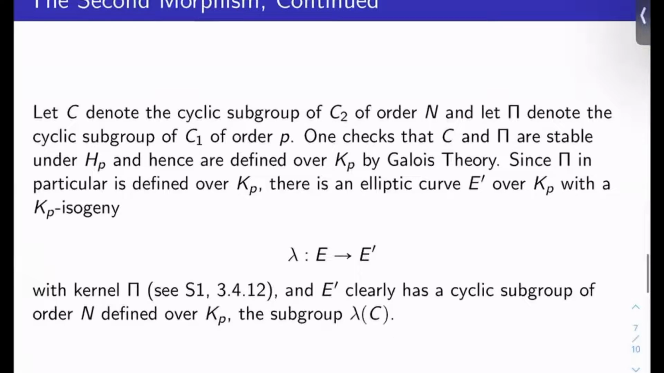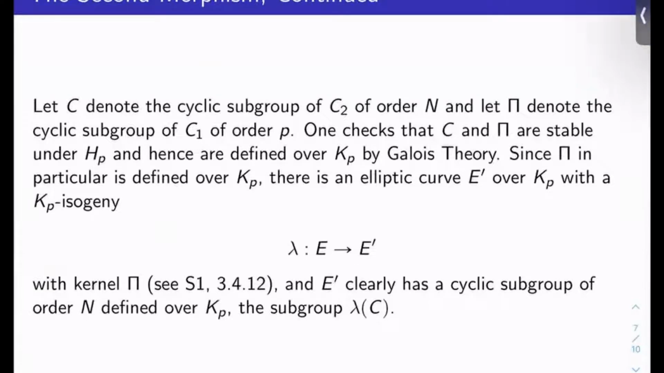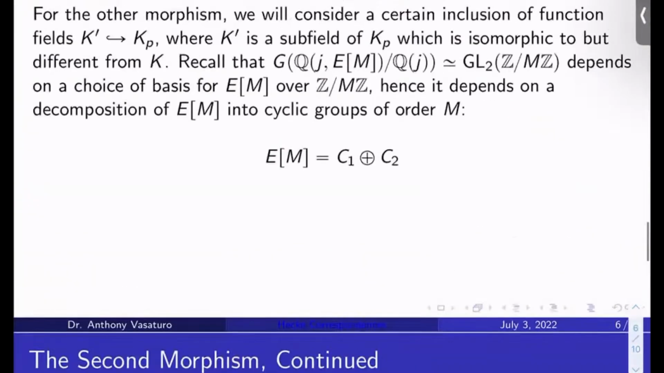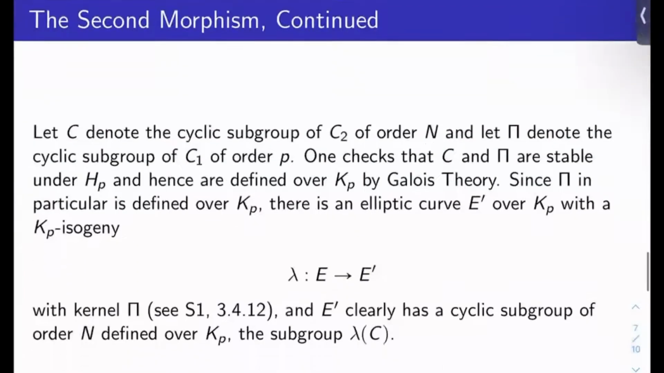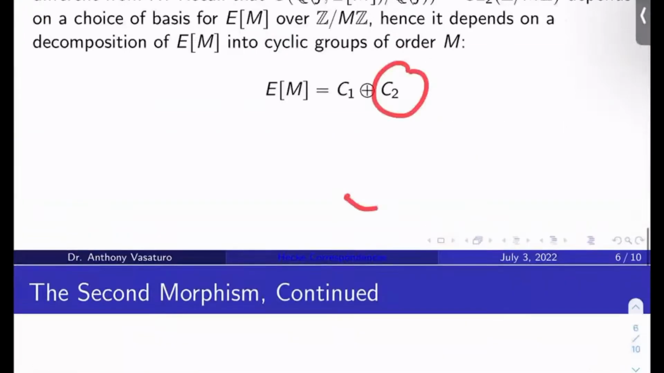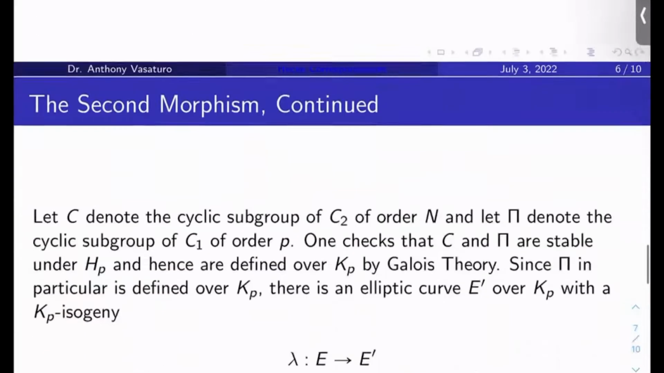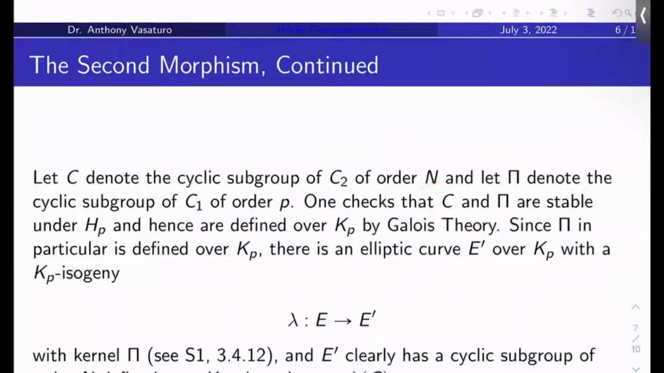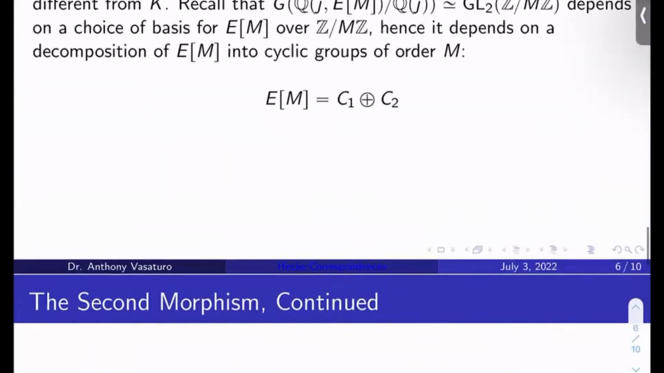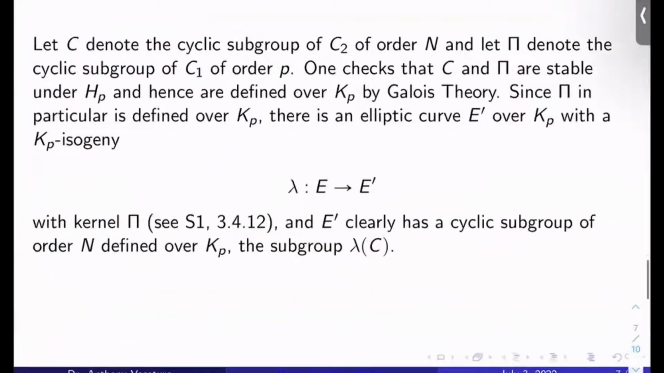Now, let's let C denote the cyclic subgroup of C2 here, of order N. I can do that because these are of order M, where M is the LCM of N and P, right? So that C2 definitely contains a unique cyclic subgroup of order N. And let's let pi denote the cyclic subgroup of C1 of order P, which exists and is unique for the same reason. Okay, you can easily check, and I won't do this, that C and pi are stable under the action of HP. And so by Galois theory, that just means they're defined over the field KP.